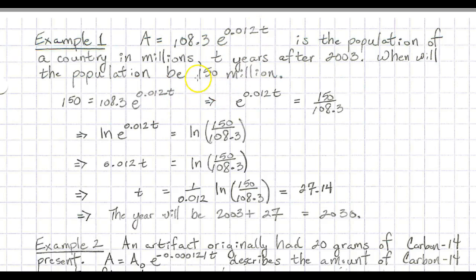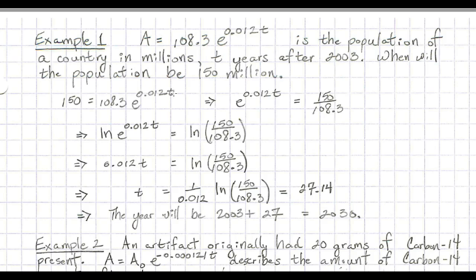If you want to know when that will be, it's asking what time t, right? Remember, time 0 is 2003. So you need to figure out what t is and add that many years to 2003. So how do I solve for t? Well, 150, because remember everything is in millions, so we'll leave it as 150, equals 108.3 e to the 0.012t. And we need to solve this for t.